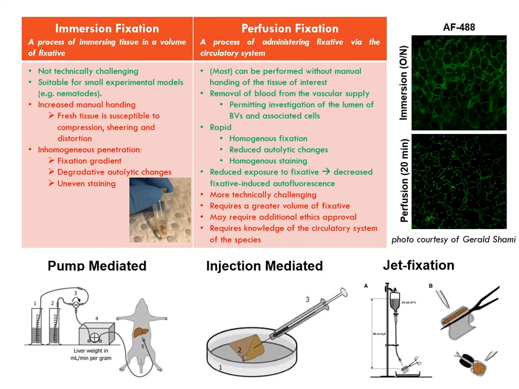Once a fixative solution has been determined, its administration either by immersion or perfusion fixation is another important consideration. For a small block of tissue or monolayer of cells, immersion fixation is typically advantageous as it's not technically challenging. However, there are a number of disadvantages associated with these techniques. It can cause inhomogeneous fixation of the tissue, and also result in uneven staining and autolytic changes which ultimately disrupt normal tissue organization. Extended exposure to the fixative solution also causes an increased amount of autofluorescence of the tissue.